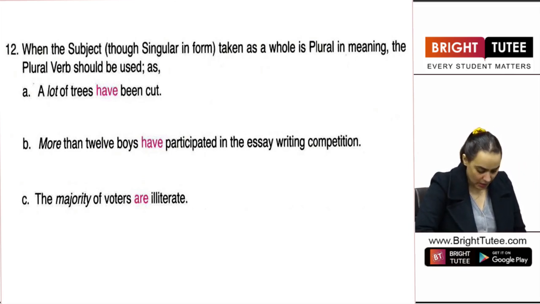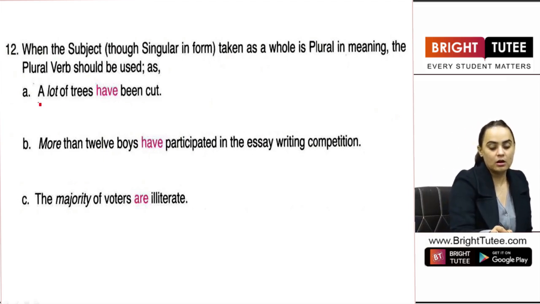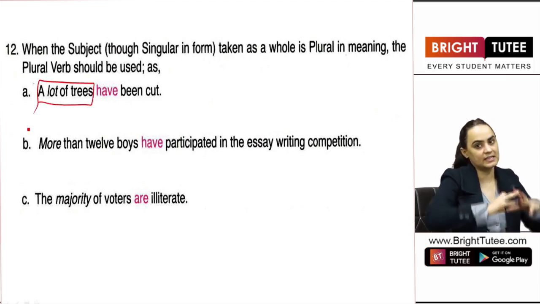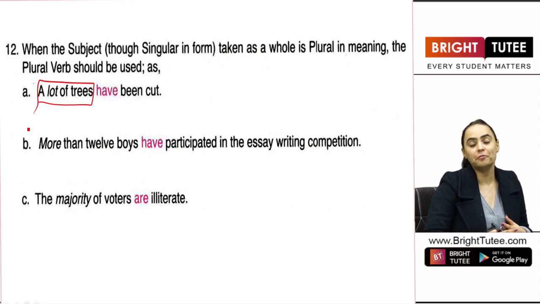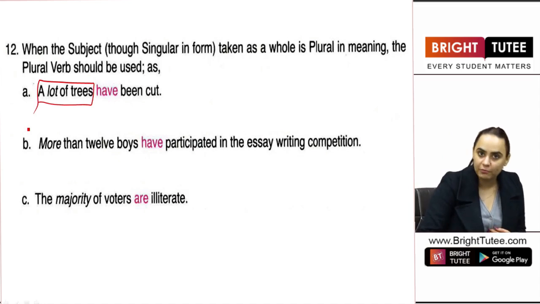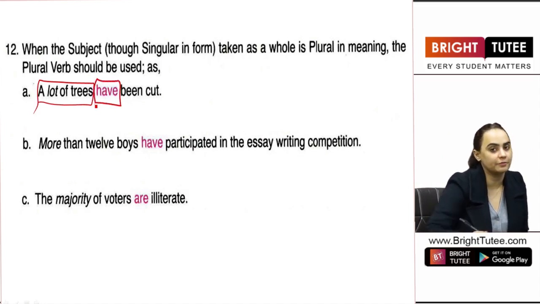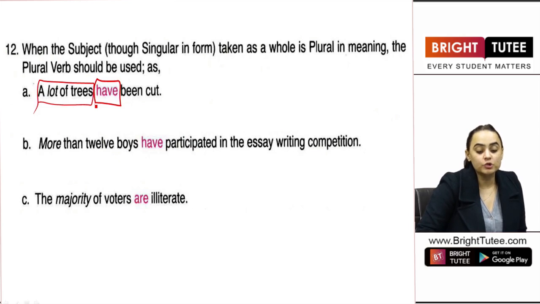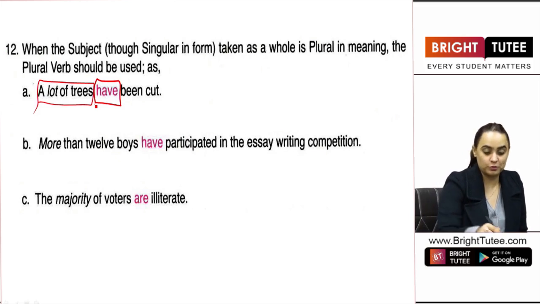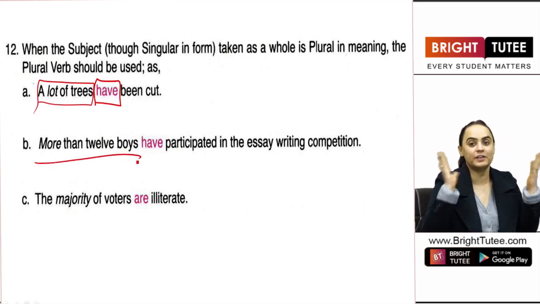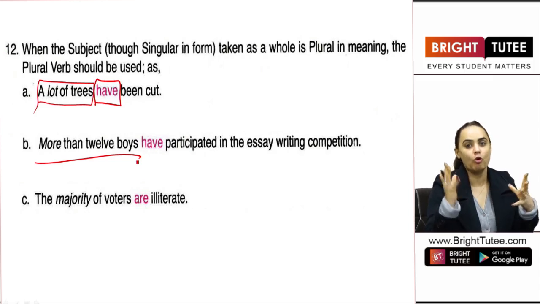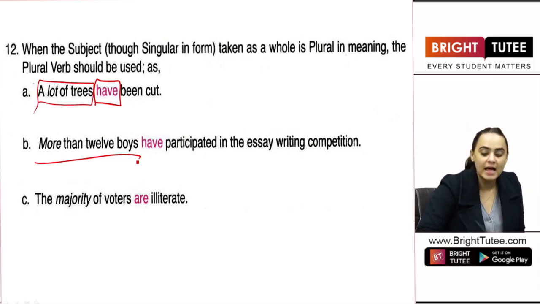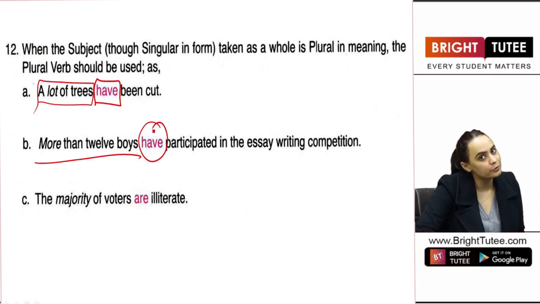For example, a lot of trees have been cut. A lot of trees. This is a plural phenomenon, a plural subject matter that we are talking about, and therefore I have used have. More than 12 boys have participated in the essay writing competition. So, more than 12 boys. Again, we are representing a picture, a whole picture of more than 12 boys. Therefore, my verb is plural.